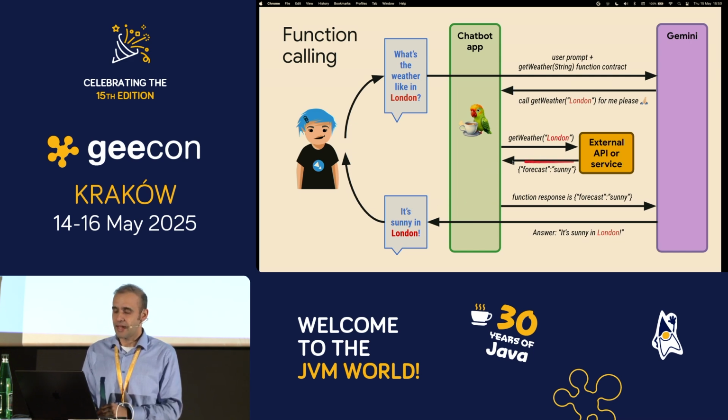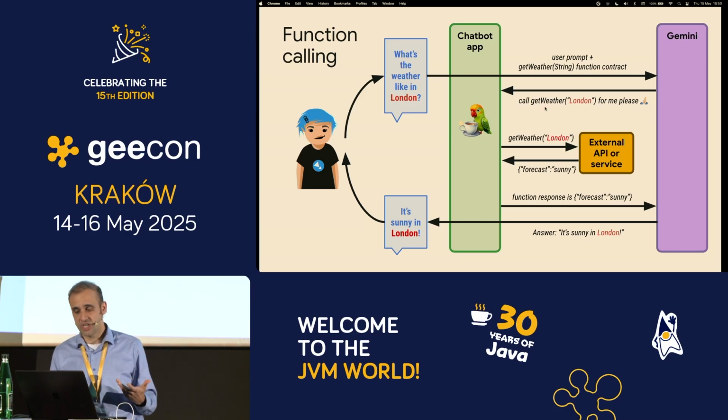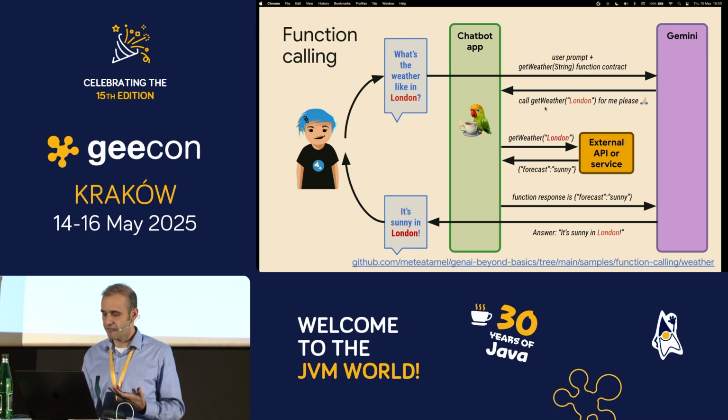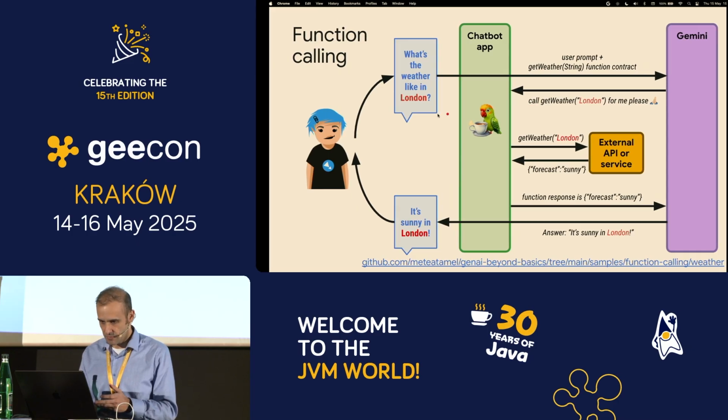Back in the day, when the first models came along, you had to implement this yourself. You had to look for the model asking you to call a function, then call it and return the result back, all that kind of stuff. You had to do a lot of things on your own. But thankfully, the libraries make this much easier now. There's automatic function calling, and I'll show you an example of this.